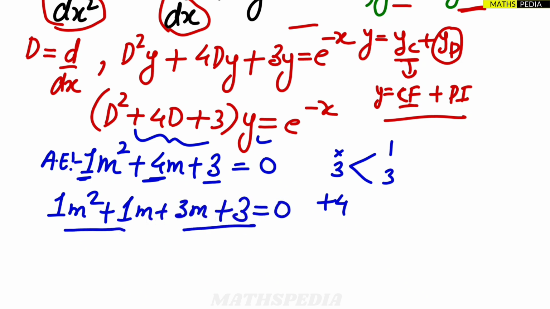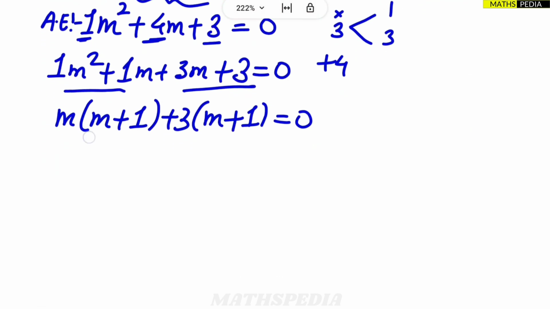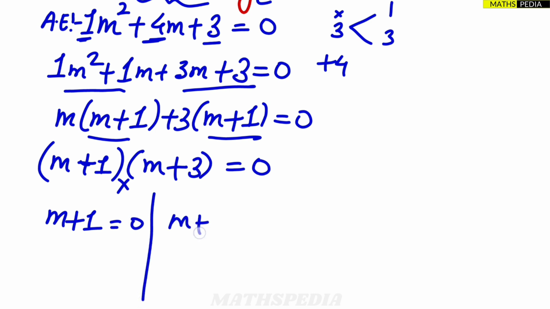Next, from the first two take m common. So m is outside, and what is left out is m plus 1. Here also m plus 1 is left out, and outside it will be plus 3. Now you see this and this are common, so take m plus 1 outside. What is left out is m plus 3, which is equal to 0. Now these two are multiplication factors, so m plus 1 is equal to 0 and m plus 3 is equal to 0. From this we can say the m value is equal to minus 1, and from this the m value is equal to minus 3.